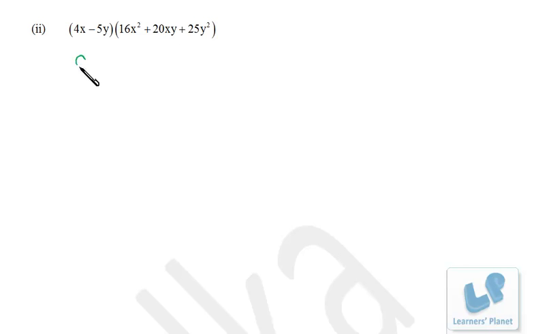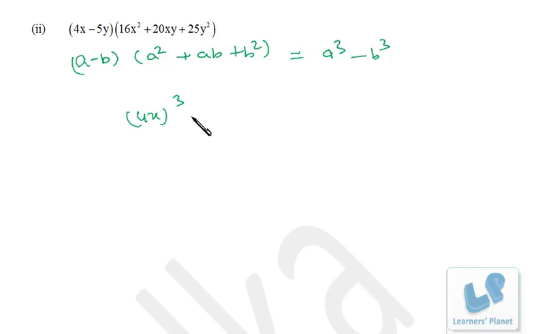Similarly over here it's a minus b, it's a square plus ab plus b square, and this is equal to a cube minus b cube, right? Just verify this. A square, that means 4x whole square is 16x square, 5y whole square is 25y square, plus 4x into 5y, that's ab, right? So directly put the value of a and b over here. So that's 4x whole cube minus 5y whole cube, that's 64x cube minus 125y cube, right? So the sum can be solved in seconds.